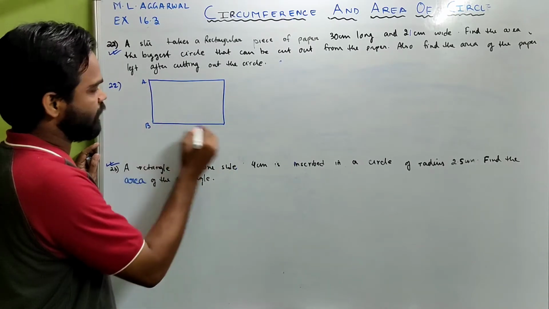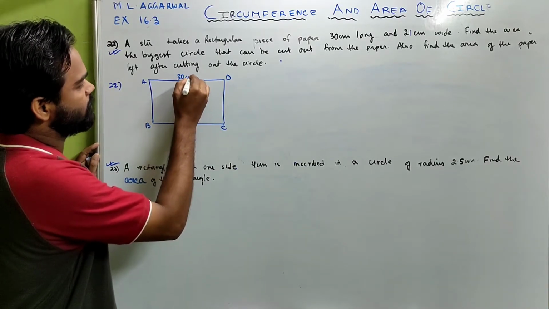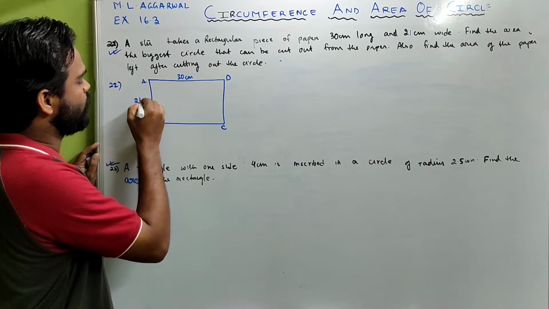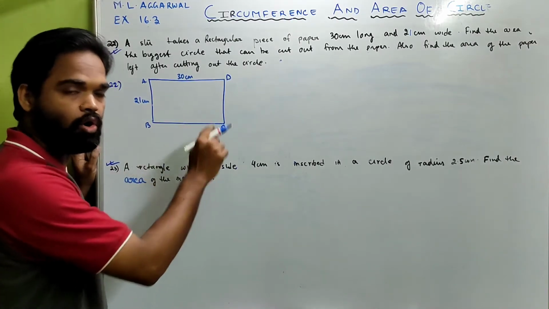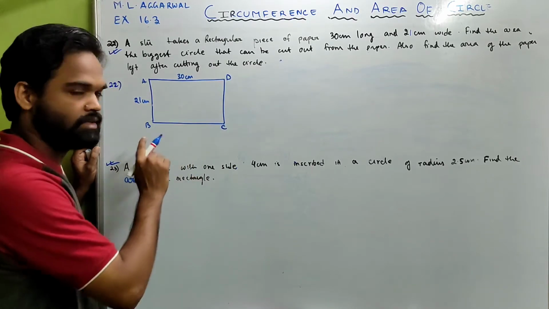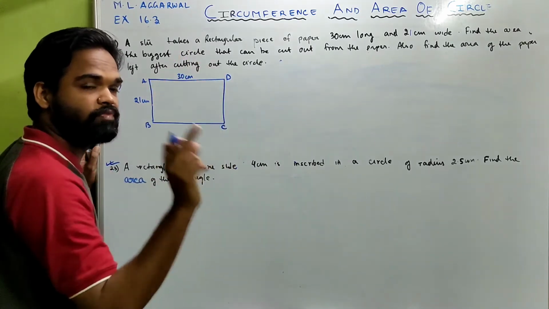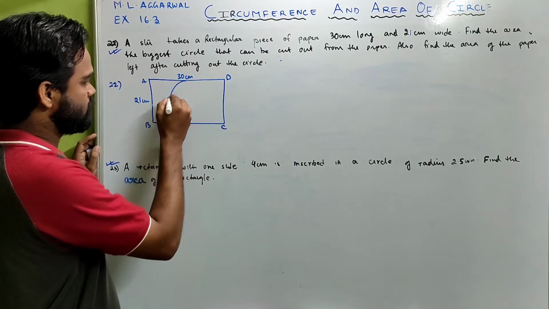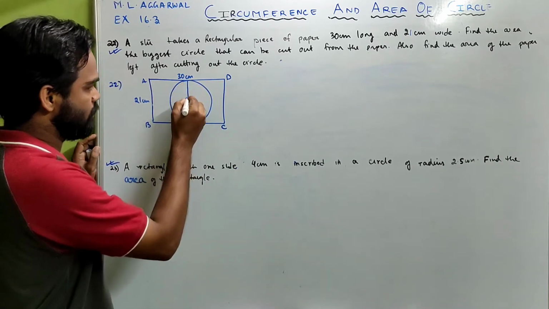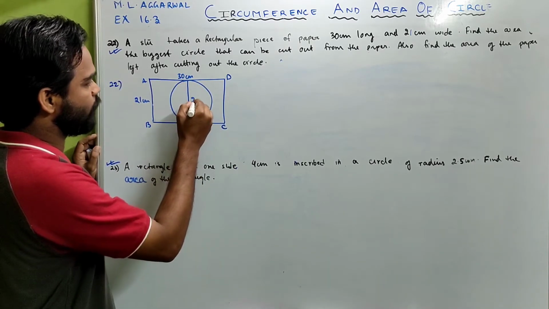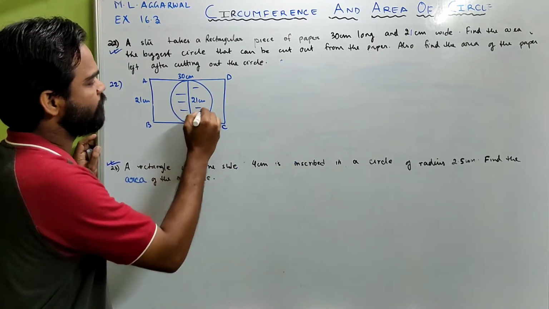So this is a rectangular sheet of paper with length 30 centimeter and with breadth 21 centimeter. Now the biggest circle which you can draw inside this rectangle will have the diameter equal to the breadth of this rectangle. Something like this, whose diameter will be equal to 21 centimeter. So we need to find the area of this.